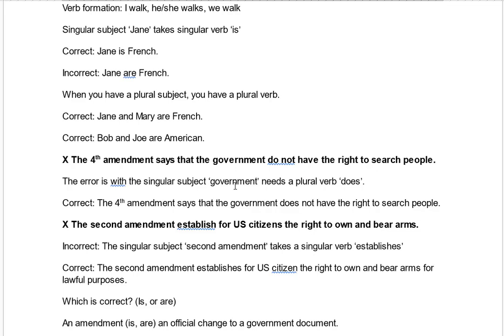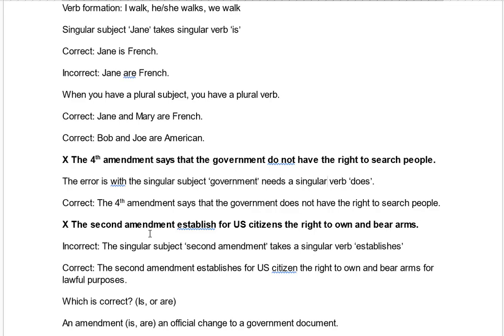The error is with the singular subject government. It needs a singular verb, does. So singular subject, government, needs a singular verb, does. So the correct sentence is: the Fourth Amendment says that the government does not have the right to search people.